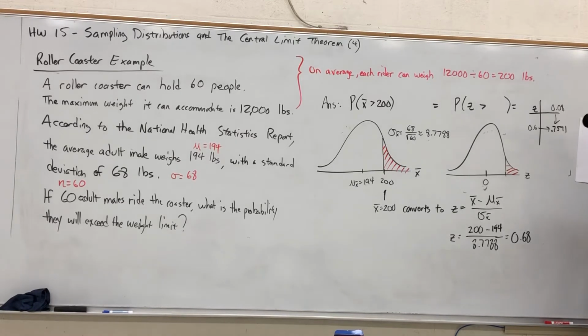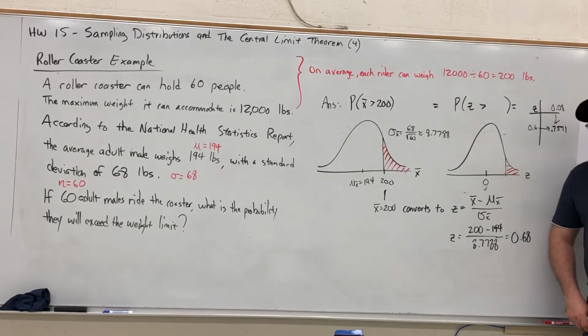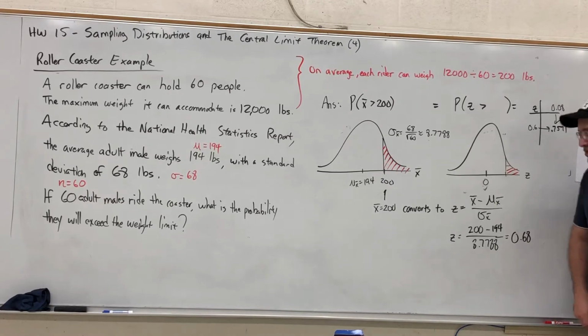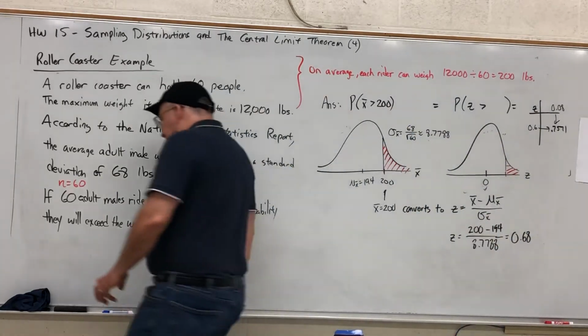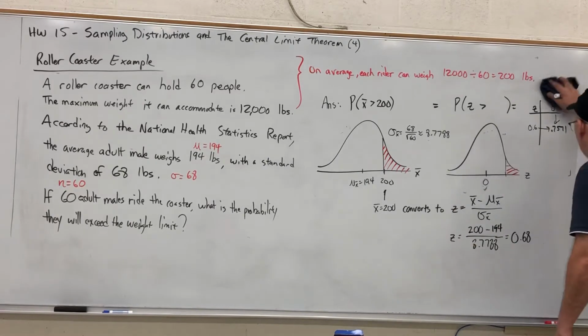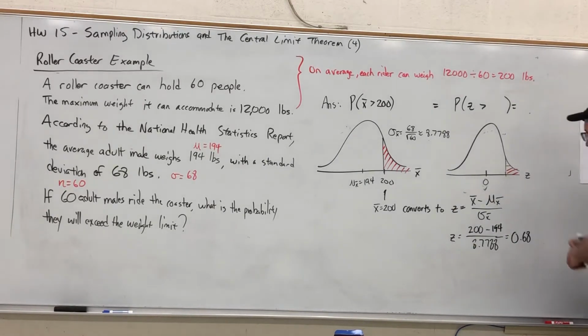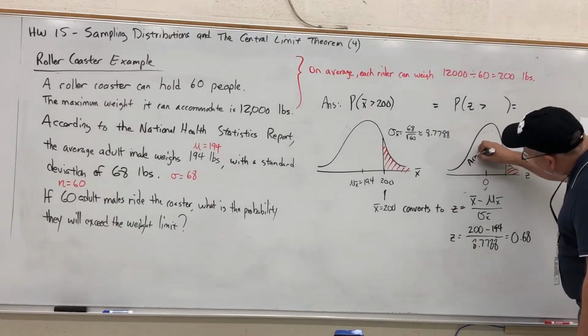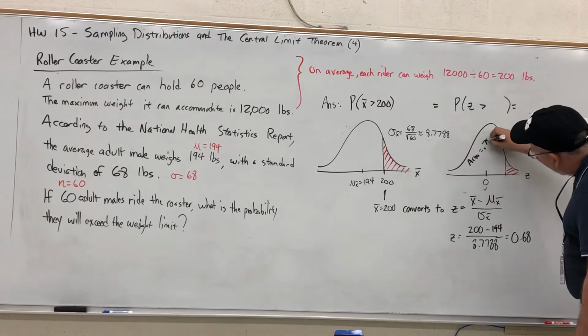Because our z table tells us areas to the left of things. We are looking for a right area, which means what we found is not what we want, but what we don't want. In other words, 0.7571 represents the area over here.